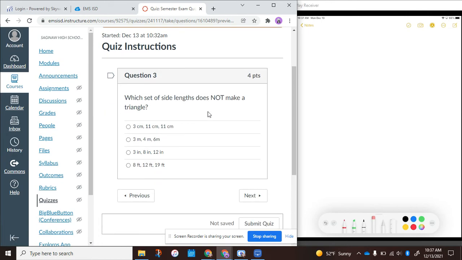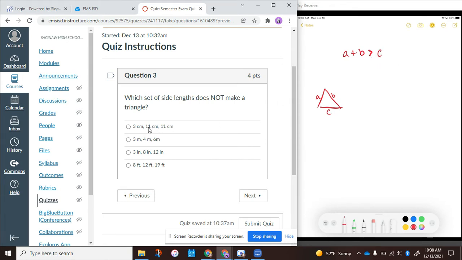Question number 3. Which of these side lengths does not make a triangle? We have to use the triangle inequality. Y'all may remember that from when we took those extra notes on it. The triangle inequality looks like this. Nope, not equals. A plus B is greater than C. Okay, that's when you have a triangle and your side lengths are A and B and C. If you take your two smallest sides and add them together, it has to be more than the third side. Okay, it can't be equal to, it can't be less than, it has to be more.